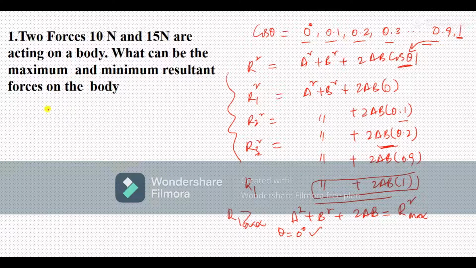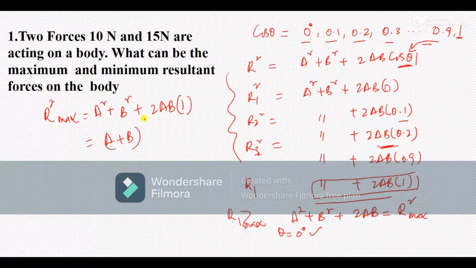So here we will write R maximum is equal to A squared plus B squared plus 2AB cos theta. Cos theta is 1 here, because theta is 0 degrees. So again this is equal to (A plus B) whole squared. In the problem it is given that vector A is 15 and vector B is 10. So that will be equal to (15 plus 10) whole squared.